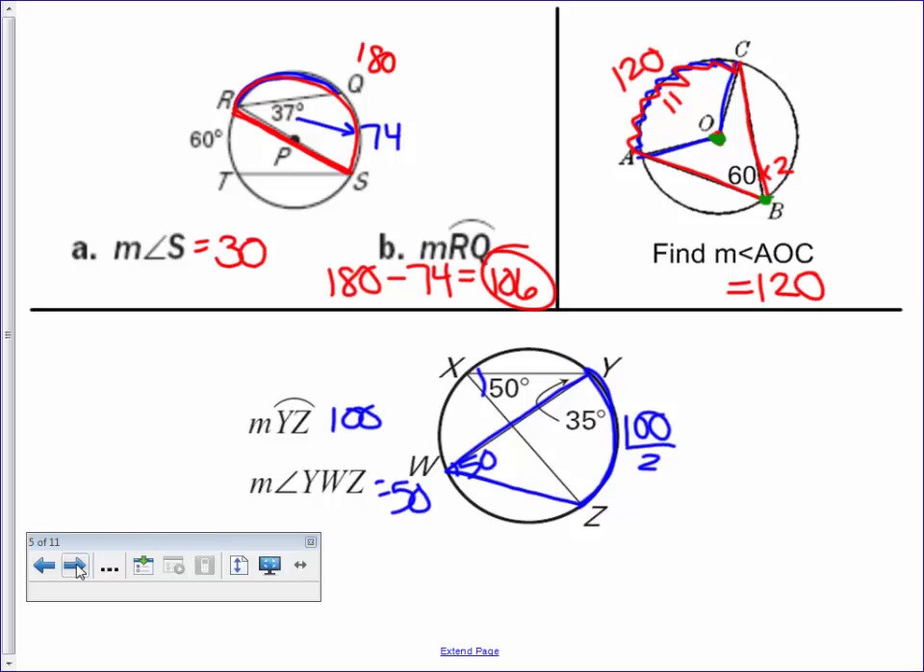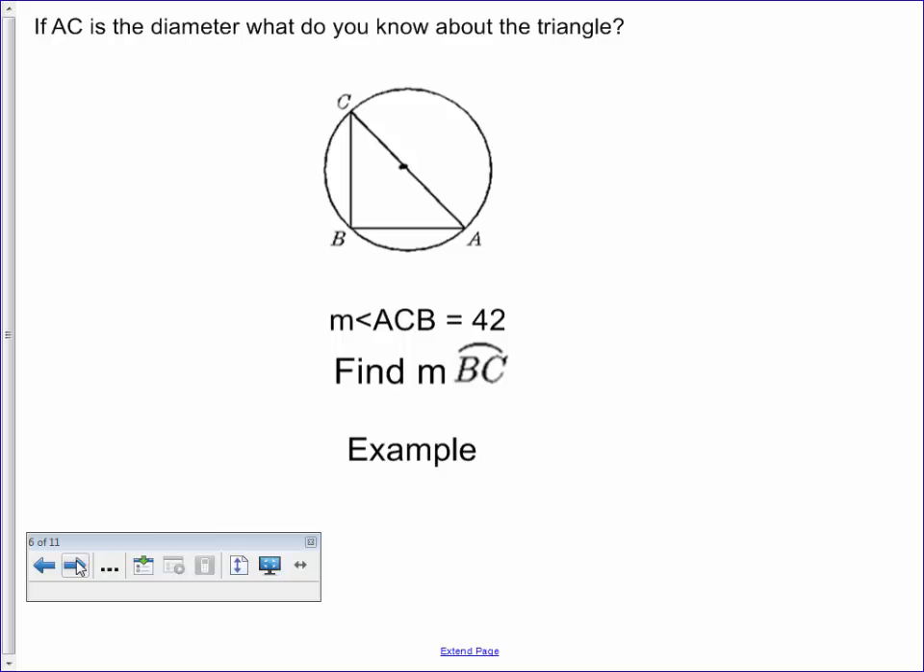So that's 50 degrees, so this opens up to the same arc. All right, so let's talk about triangles inside of a circle. It says if AC is the diameter, so it's cutting the circle in half. What do you know about the triangle?